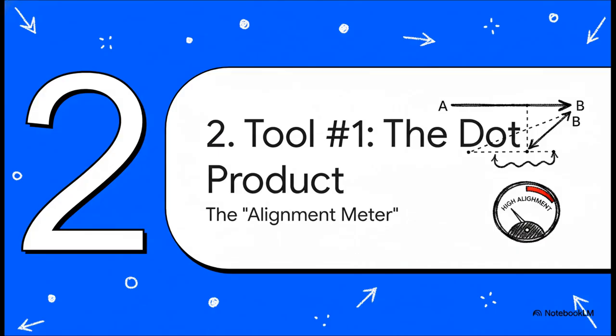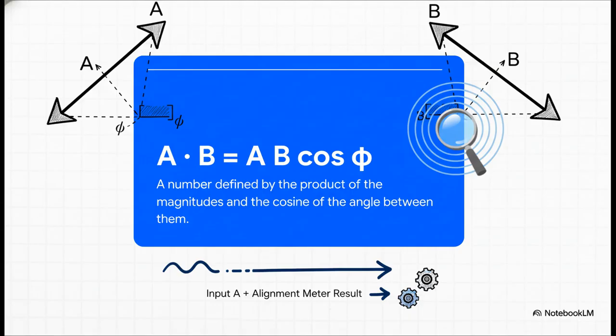All right, let's grab our first tool from the toolbox, the dot product. I really like calling this the alignment meter because that's what it does at its core. It tells you exactly how much one vector is aligned with another. Okay, so let's break down the formula you see here. The dot product of A and B equals the magnitude of A times the magnitude of B times the cosine of the angle between them. And that cosine of phi part, that's the secret sauce. That's the little piece of math that makes our alignment meter work.